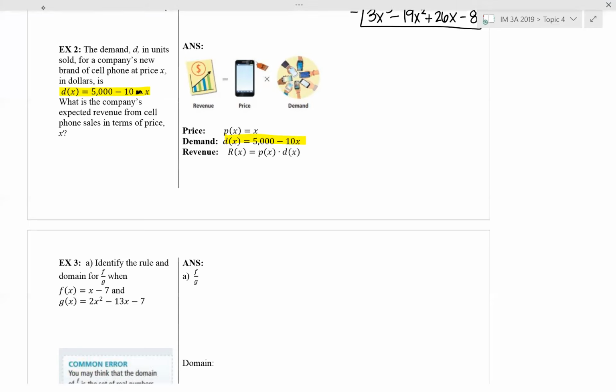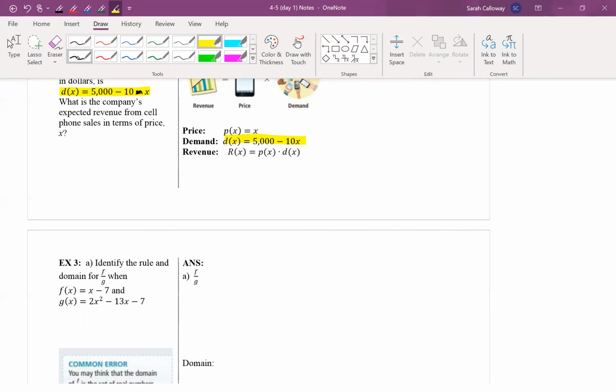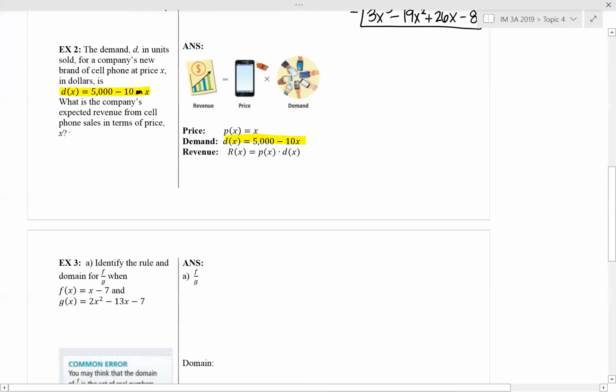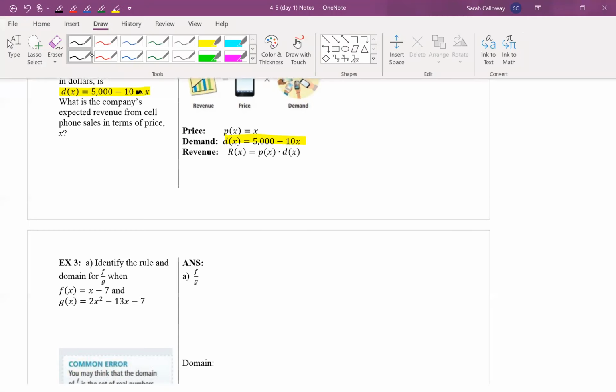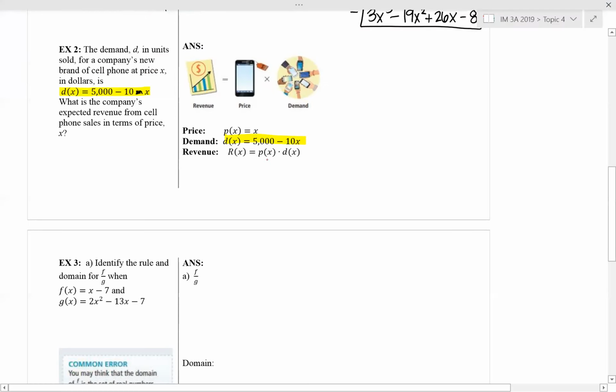And then what is the company's expected revenue from cell phone sales in terms of price? So we give you the formula for revenue. So revenue is the product of price times demand. So if we know their price is x, based on what we're given here, their price is x, and then demand is 5,000 minus 10 times x. To find the revenue, we're going to multiply those two things together.